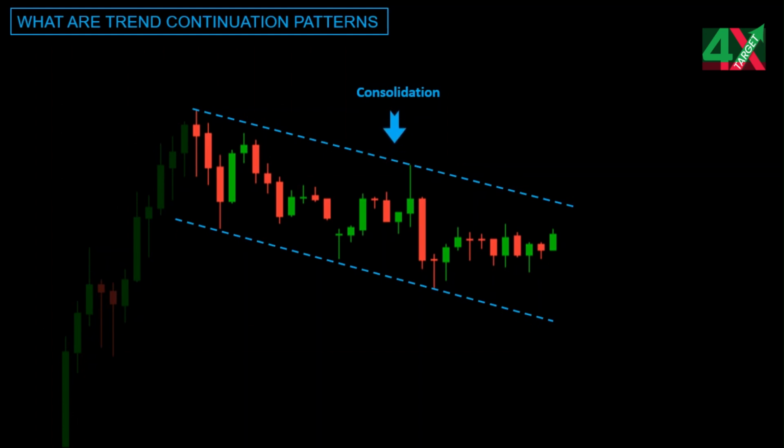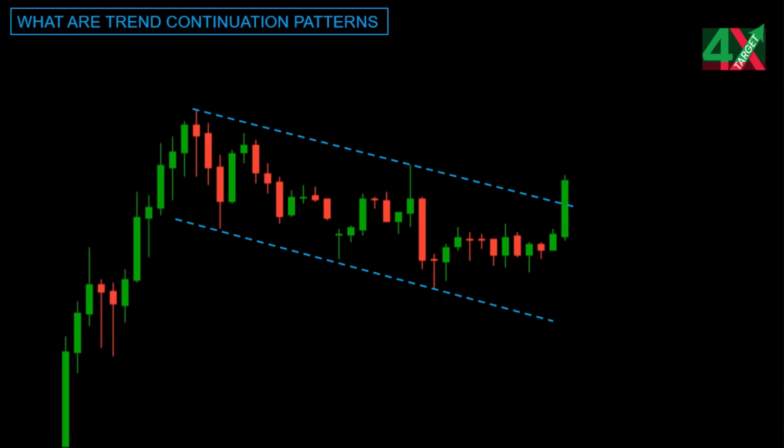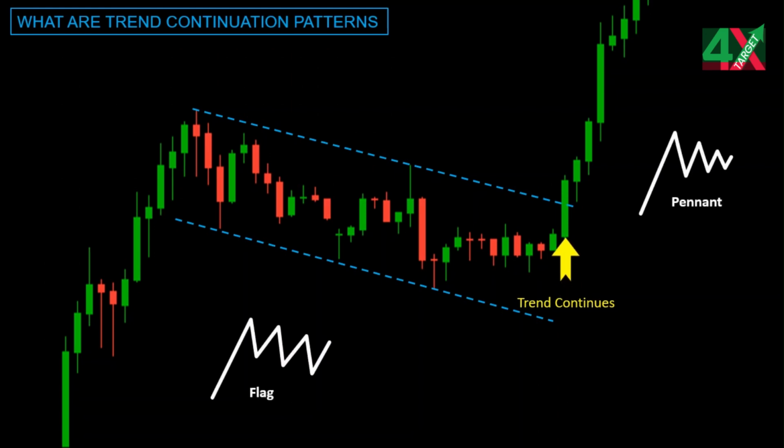Continuation patterns suggest that the market is simply gathering momentum for the next move in the same direction. They usually form in the middle of a strong trend, whether it's bullish or bearish, and act as a setup zone for traders to enter in line with the prevailing direction. These patterns come in various forms such as flags, pennants, and triangles, each with its own structure and behavior, but all serving the same purpose: to provide a high-probability opportunity to join the trend with better timing and risk control.